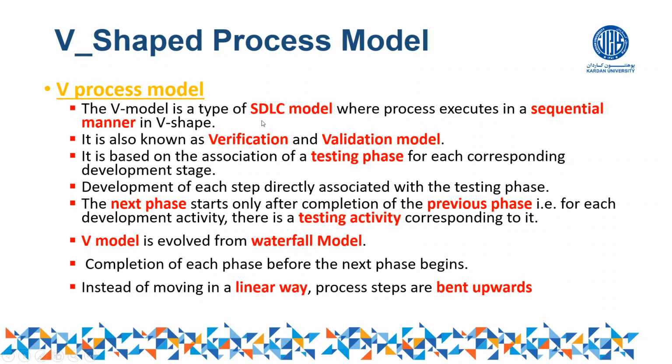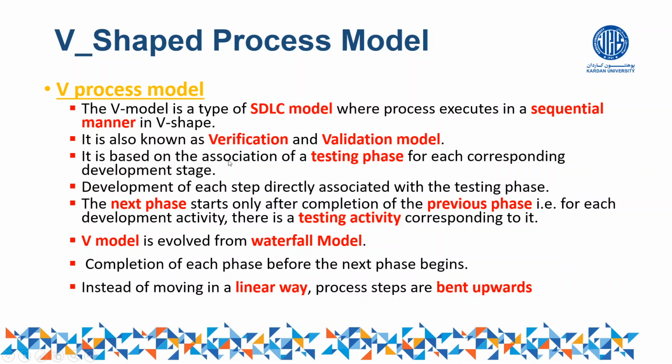The V model is a type of SDLC model where the process executes in a sequential manner in a V shape. Basically here, the process that we apply for software development executes in a sequential manner. It means one by one, we cannot say linear, but a sequential manner, in V shape. So this is also known as the verification and validation model. We will also look at verification and validation in coming slides. What does this mean?